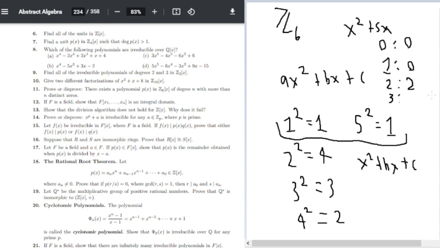Oh gosh, I should get a calculator out or something, because I am very bad with mental math.